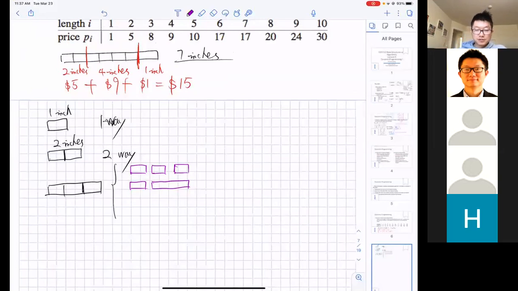Okay. Cool. So the second way is that we cut it into 1 inch and 2 inches, right? Right. And then the third way is that we cut it into 2 inches plus 1 inch. And the last way is that we don't cut it. We just sell it as a 3. So in total we got 4 ways to cut it.